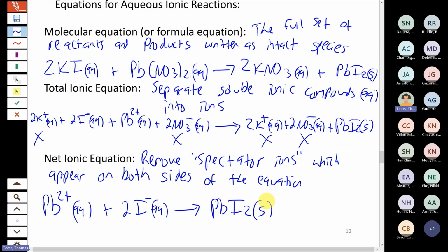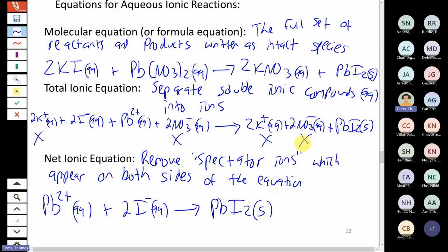So in a precipitation reaction, the net ionic equation is going to include whatever ions, the 2 ions typically, that are combining to make the insoluble precipitate that forms. So you have here Pb2+, 2 I- forming PbI2. K+ and NO3- would be spectator ions because they are on both sides of the equation, aqueous the whole time. All right, so any questions on that?